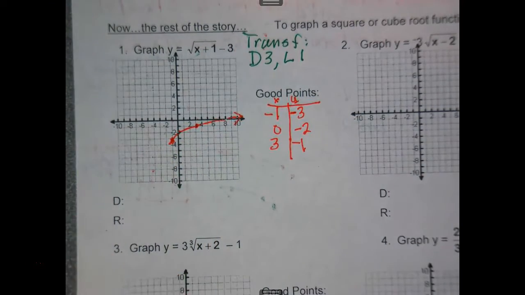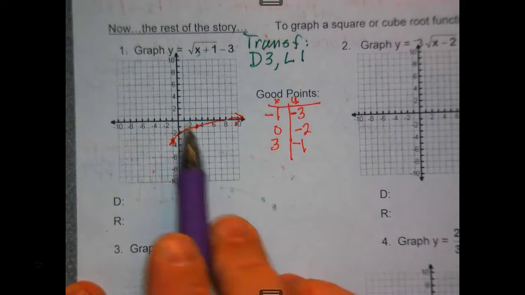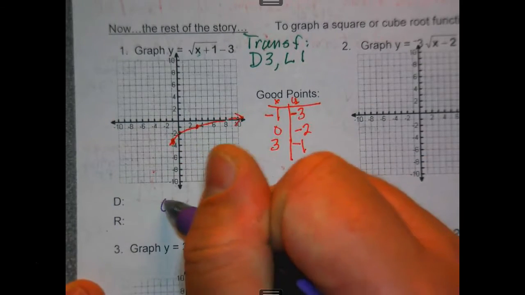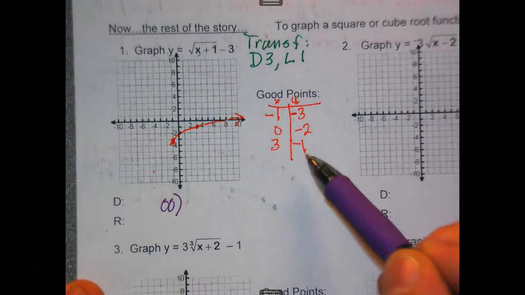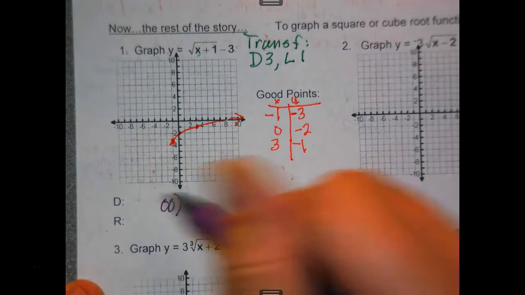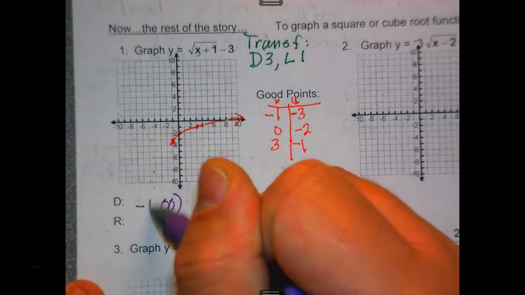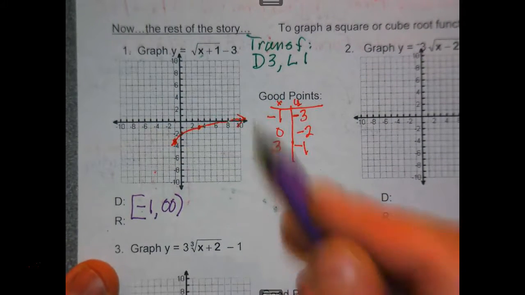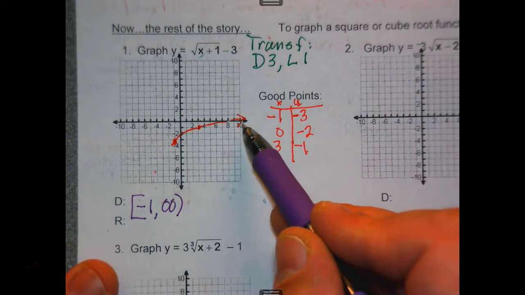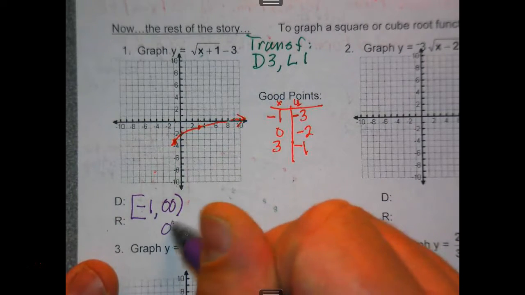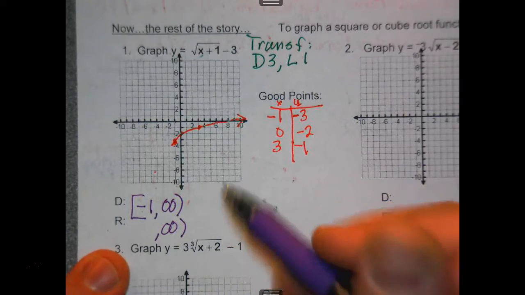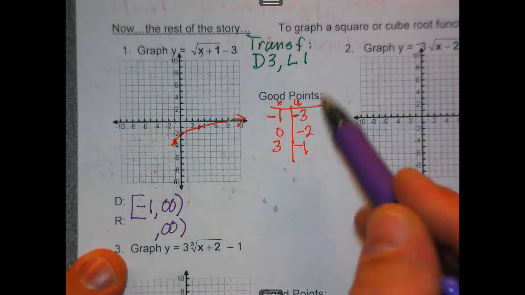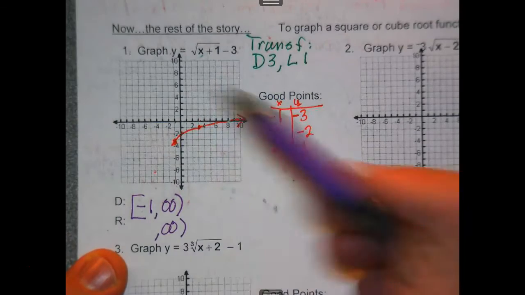Okay, my domain, my x value, is going to positive infinity, so that's going to be on the right-hand side. And my h, -1, right? Includes -1. My domain is a positive infinity or negative infinity? Positive infinity, so that's going to go on the right. I'm doing the range, y values. And my k for the range is -3. Good.